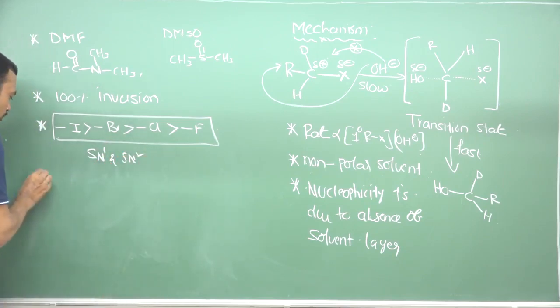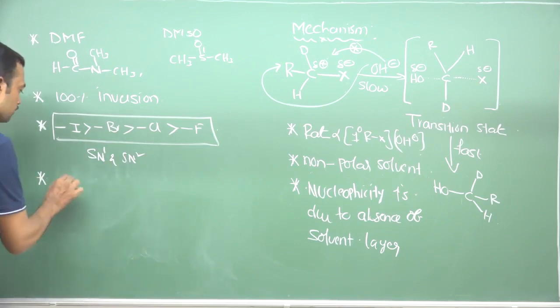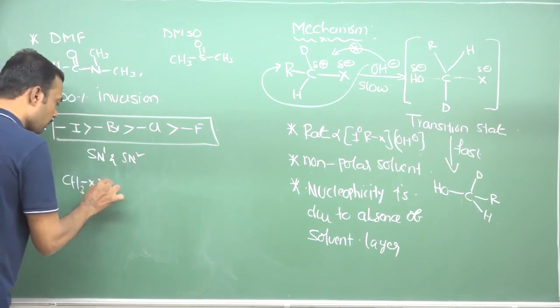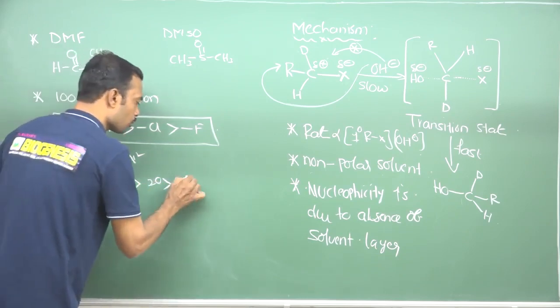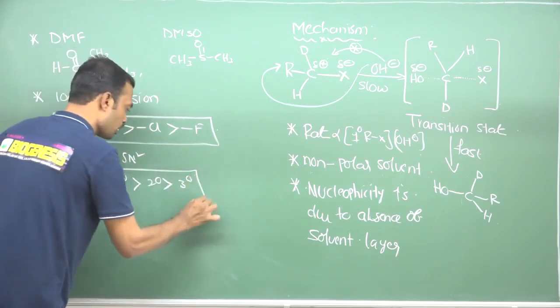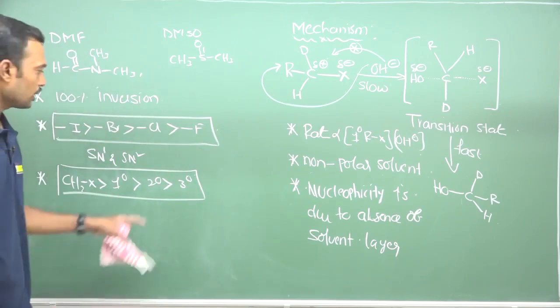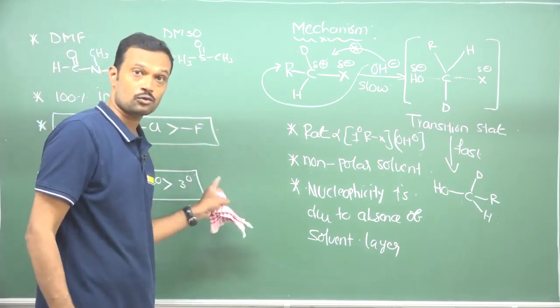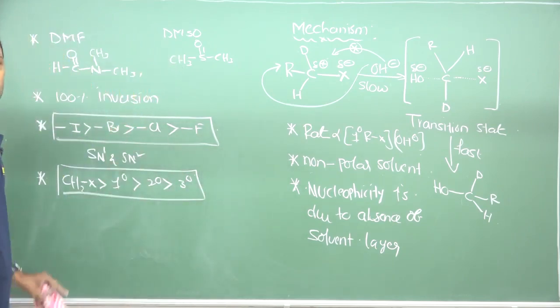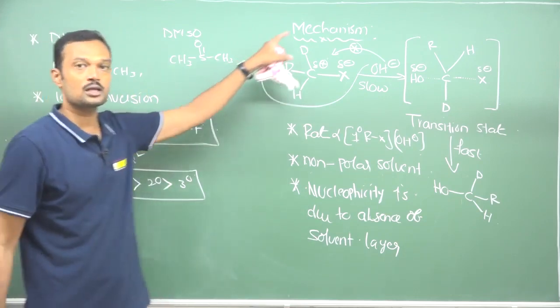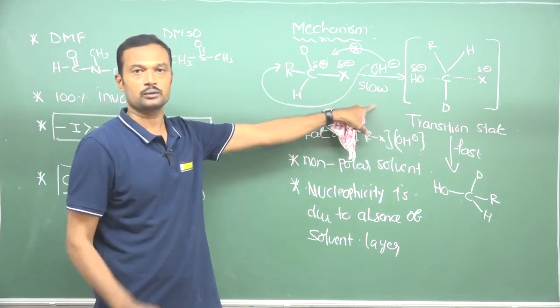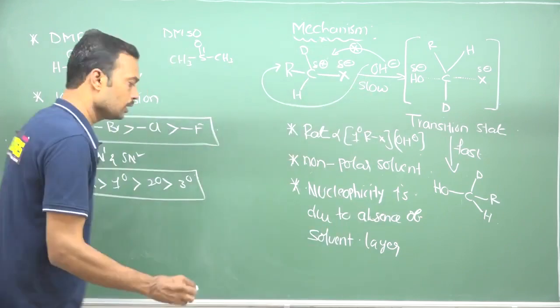Okay, and a very important thing, alkyl halide reactivity. Methyl halide is more reactive as compared to primary, then secondary, and then followed by tertiary. Tertiary is less reactive in SN2 reaction. Tertiary is more reactive in SN1. Why? Because there we are getting a carbocation, but here we are getting only a transition state. The intermediate in SN1 reaction is a carbocation. The intermediate in SN2 reaction is a transition state.